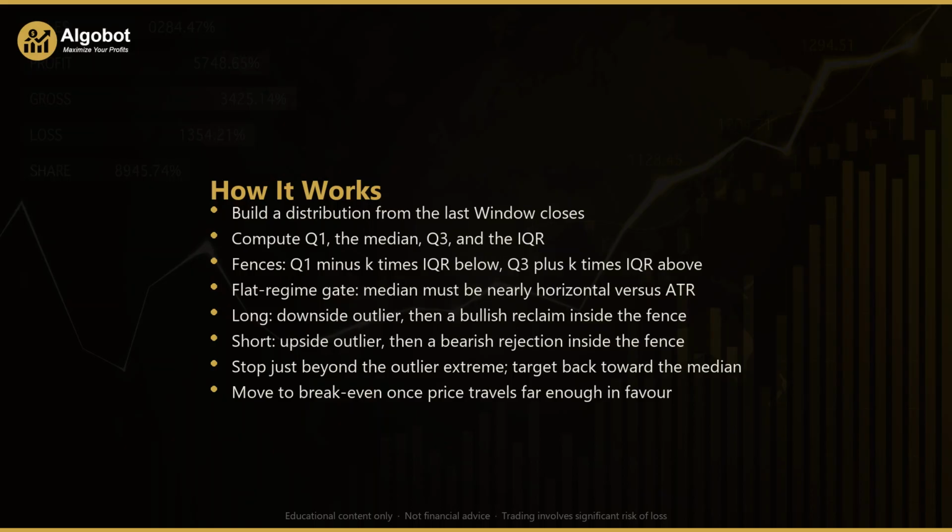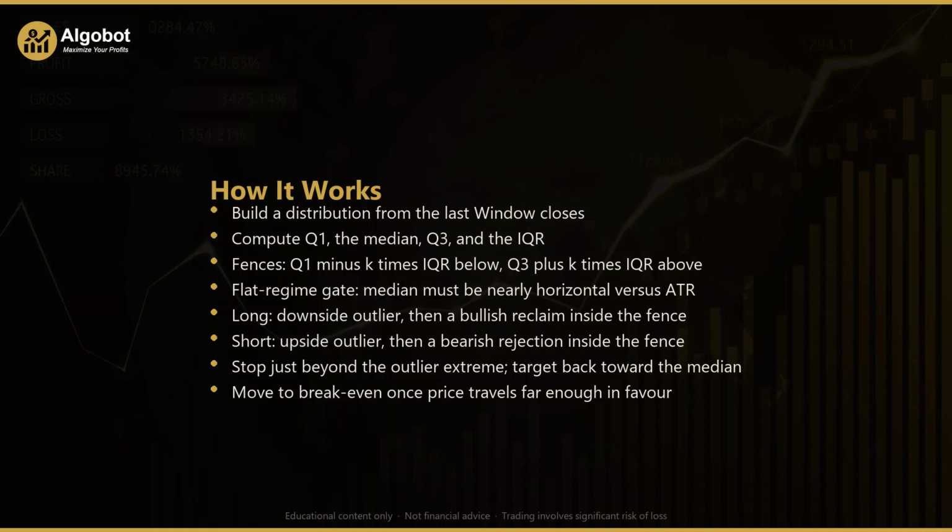For a long setup, three things must line up. First, the outlier bar's low must pierce below the lower fence, a real statistical outlier. Second, the reclaim bar must close bullish above its own open. Third, that reclaim close must snap back inside the fence and finish above the outlier bar's close, showing net upward progress. When all of that is true and no position is already open, the strategy signals a buy at the ask. The short setup is the mirror image. The outlier bar's high must pierce above the upper fence. The reclaim bar must close bearish, and its close must fall back inside the fence and below the outlier bar's close. That signals a sell at the bid.